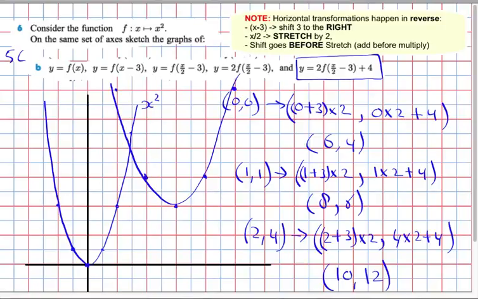So that's that one. All right? So can you see by stretching it horizontally and then stretching it vertically, it actually became apparently a little bit wider than the original x squared. And of course it moved up there and there with a new vertex. Okay?